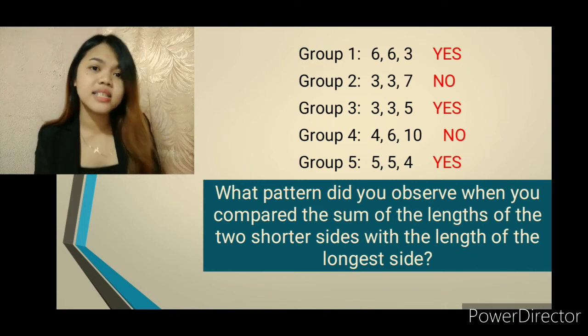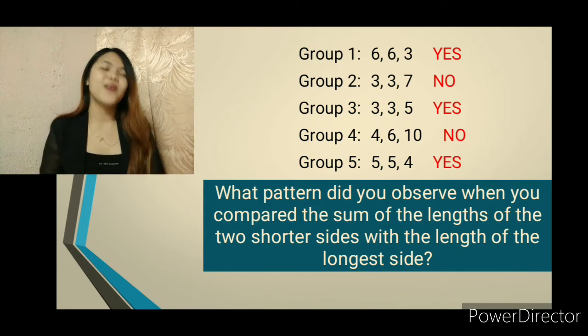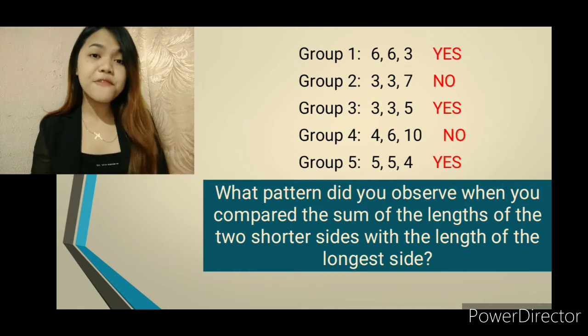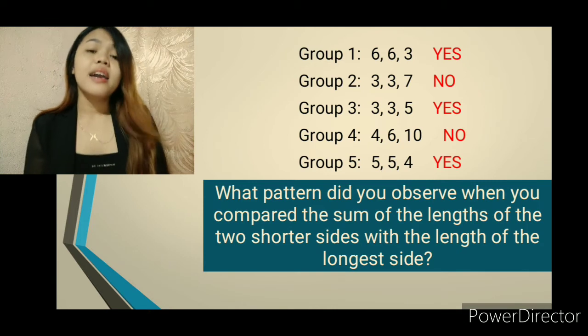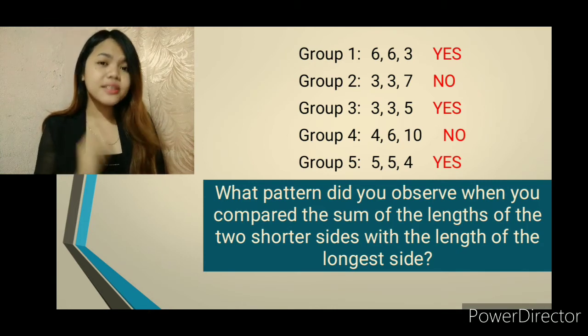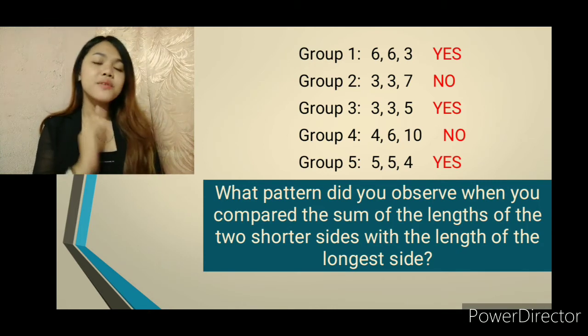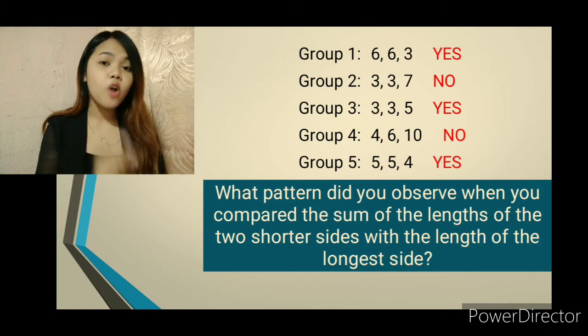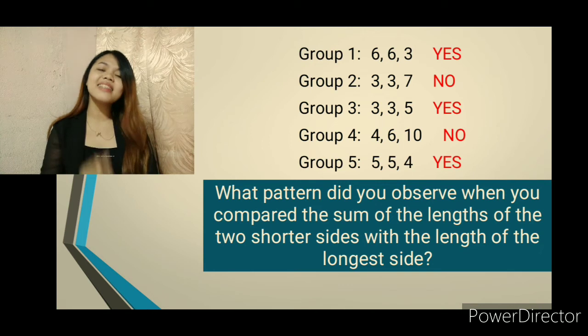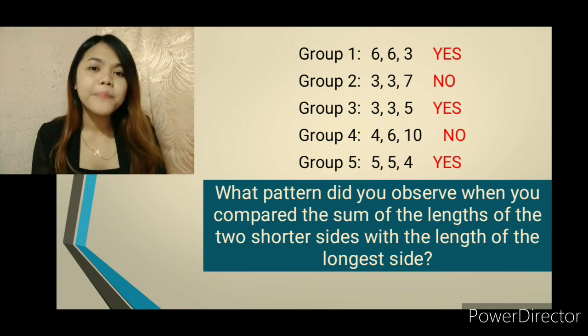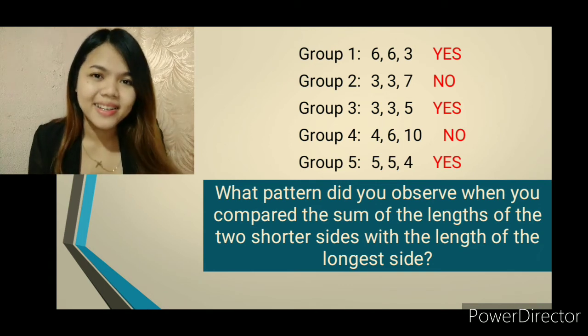What else? Last one. Okay, very good. So if the sum of the two shorter lengths is greater than the longest length, then it can form a triangle.